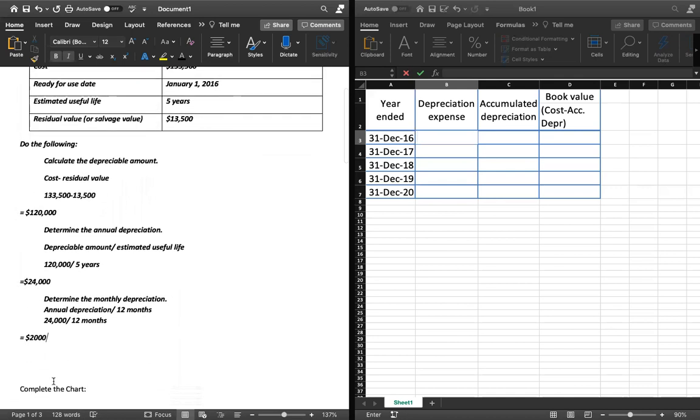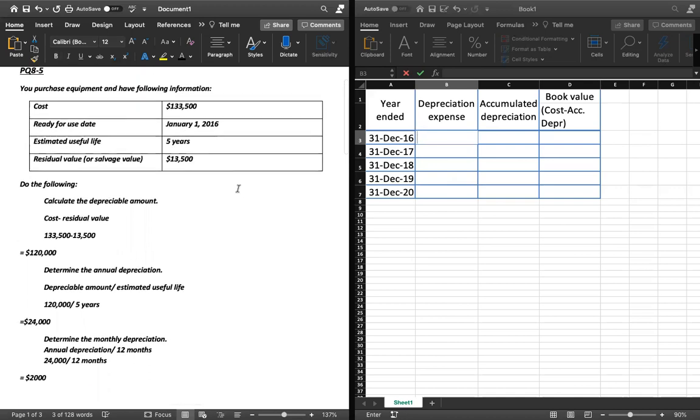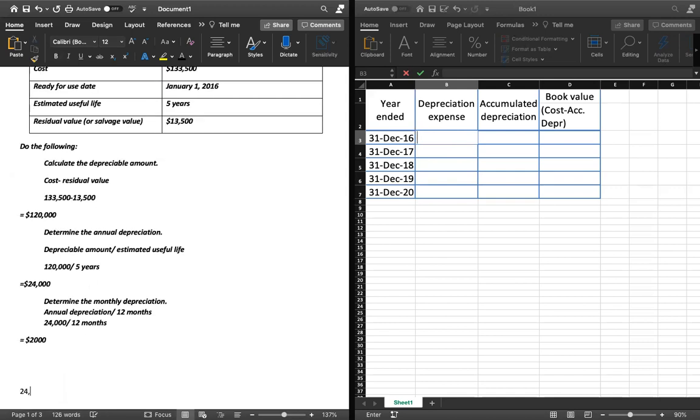So the next thing this question asks us is to complete the chart, which I just have copied and pasted into this Excel sheet so it's easier for us to follow along. So this chart here has our depreciation expense, accumulated depreciation, and the book value for the years from 2016 to 2020. So on December 31st of 2016, we know that we have a depreciation expense of $24,000. How did we calculate this?